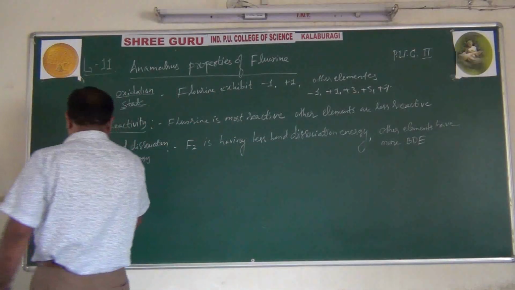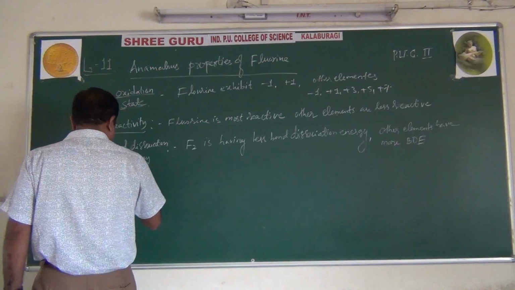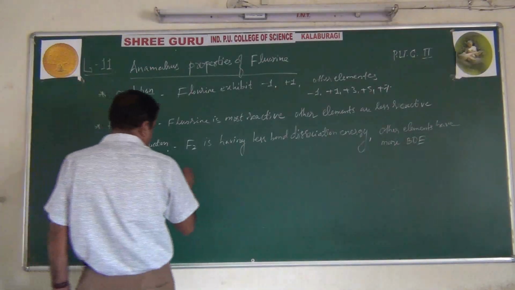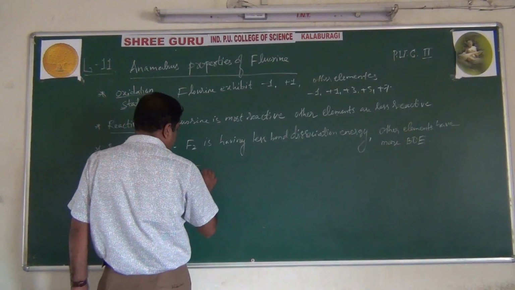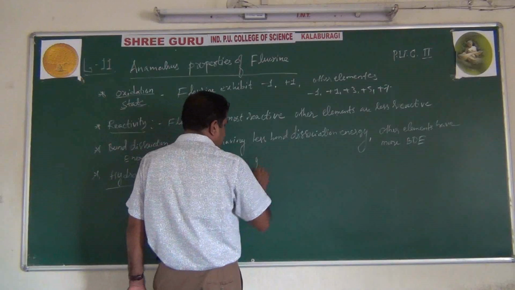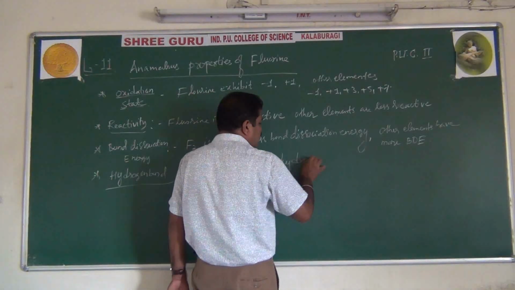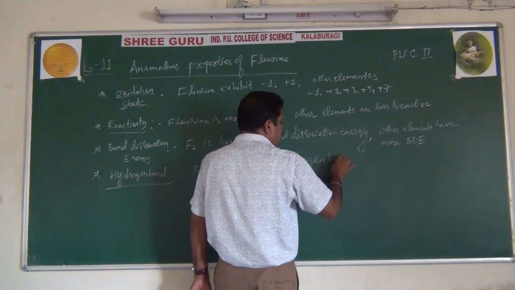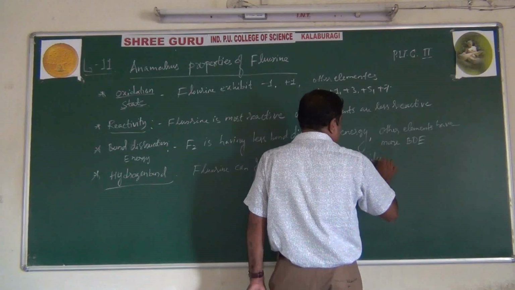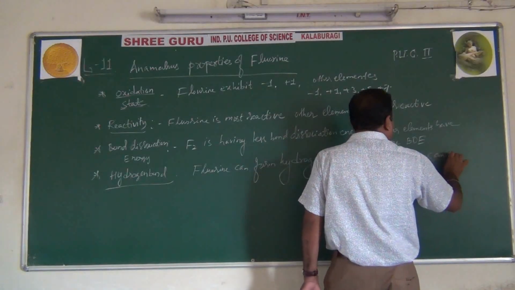Right? Okay. Then hydrogen bond formation. Fluorine can form hydrogen bonds easily, more easily. Others cannot.